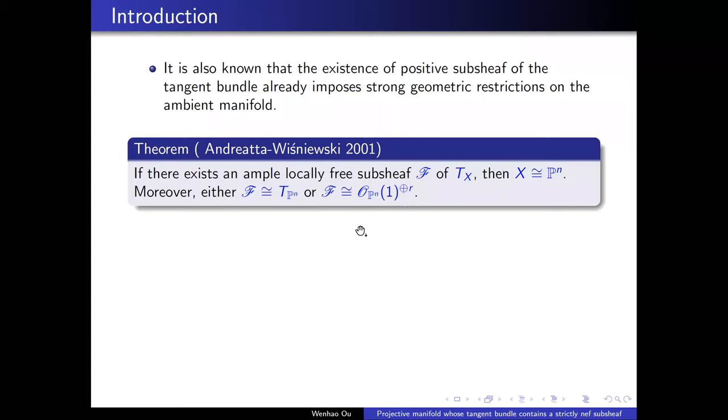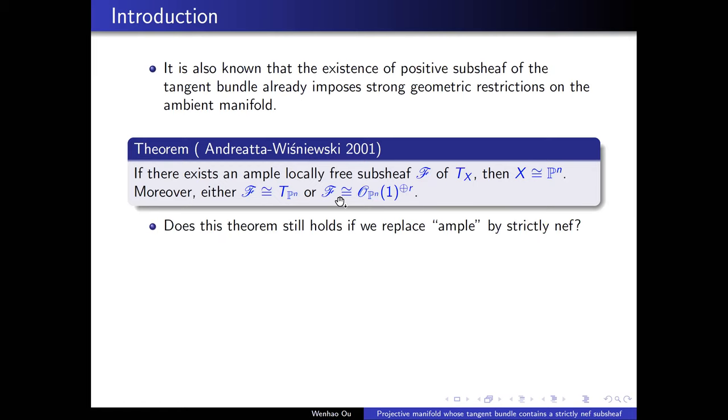Later on, people proved that the local freeness here can be removed, and we still have X isomorphic to P^n. For example, Höring proved this in 2006, and my collaborator Liu Jie also proved it in 2017, I think. Here I underline that a subsheaf means that the quotient T_X over F might not be a locally free sheaf. A subbundle means that the quotient T_X over F is a vector bundle.